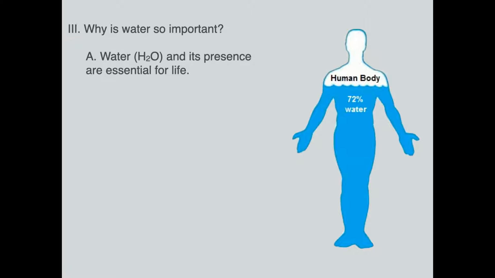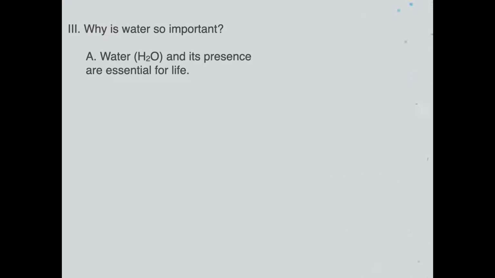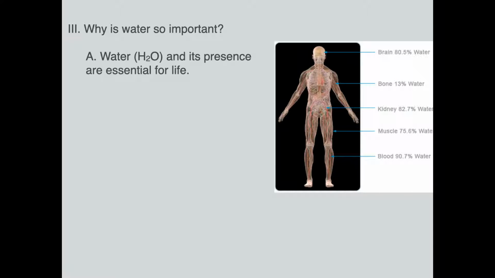It's about 72%. But based on different organ systems and different organs, that is either greater or less than 72. So, you probably could guess, right, that your blood is mostly made of water. But what about your muscles and your bones and your brain? So, the breakdown ends up being something more like this.